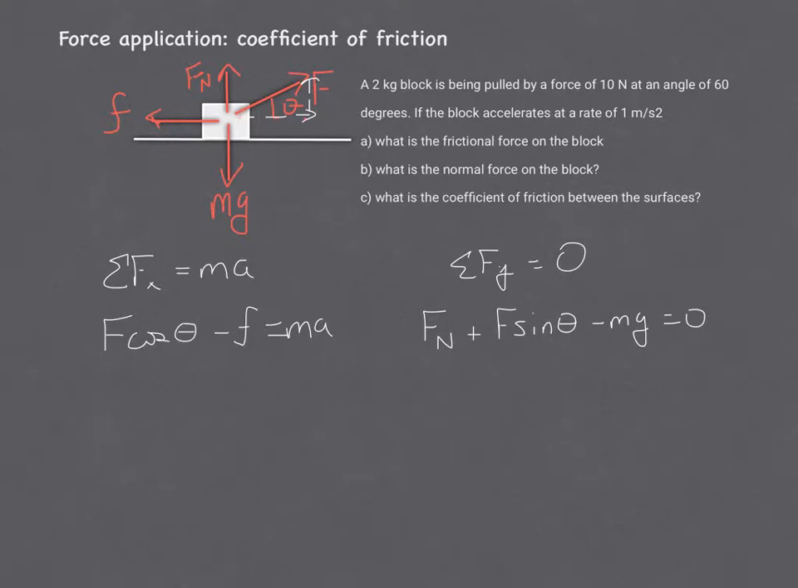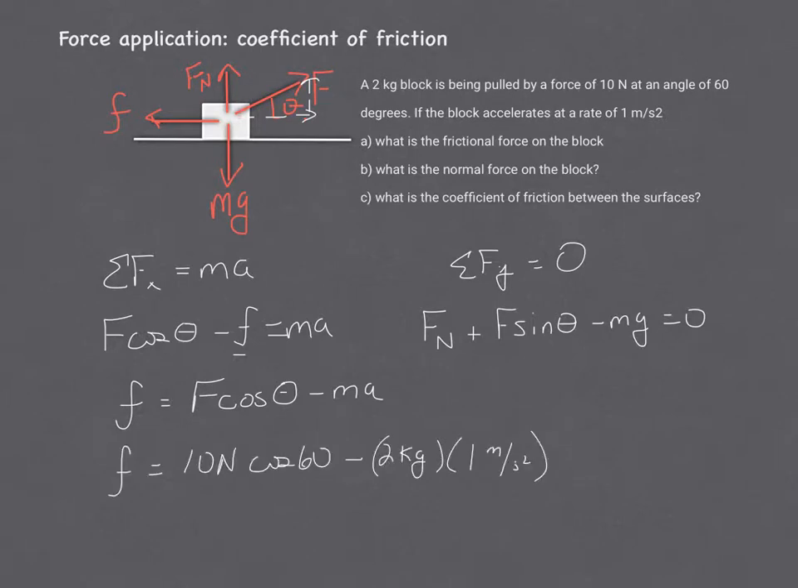Now we just look at what do we need? We need the frictional force. So I look in the x direction since that's where the frictional force is. I can manipulate that for the frictional force so that friction is equal to F times the cosine of theta minus ma. And if I go through, I know the value of the force is 10 newtons. I know the angle is 60 degrees. I know the mass is 2 kilograms, and I know the rate of acceleration. So I can plug all that information in.